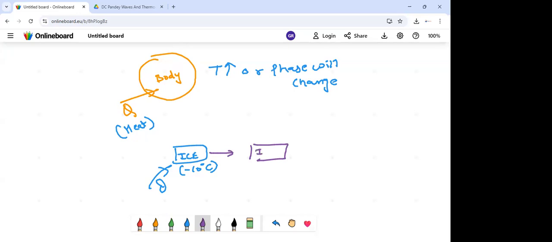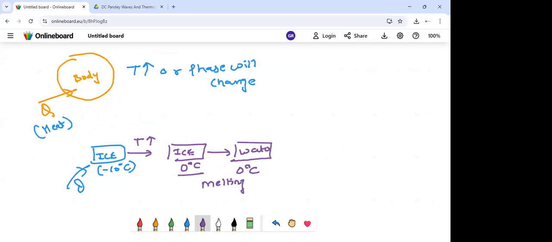temperature. So that temperature is how much? I'm sure everyone knows it. 0 degree. So from -10, the temperature will rise first up to 0 degree. At 0 degree, what will happen? The temperature rise will stop and it will melt into water. So this ice will first convert into water. This process is called melting.